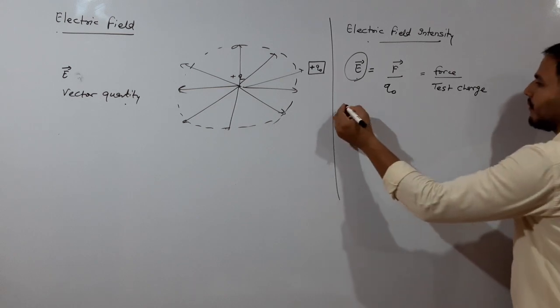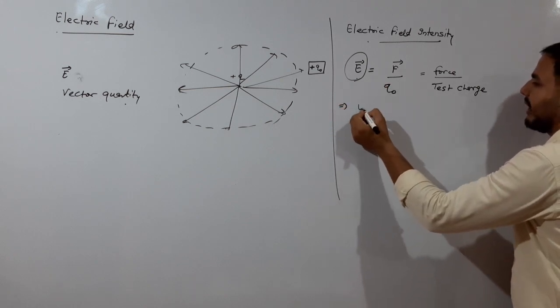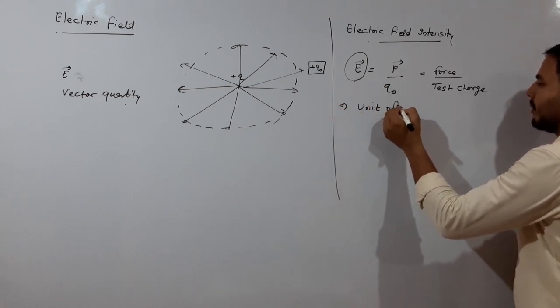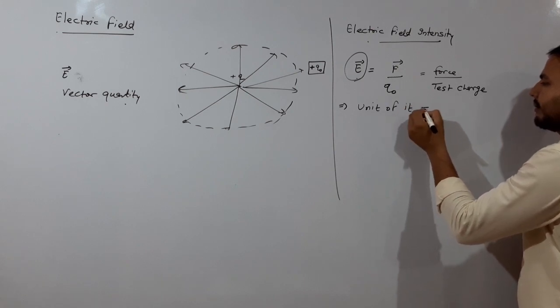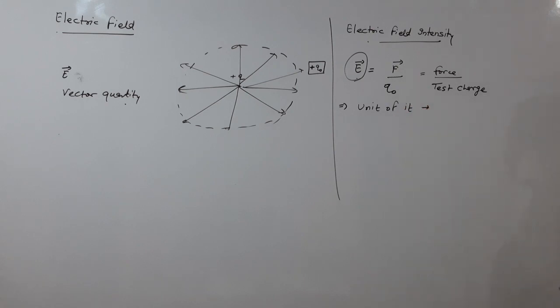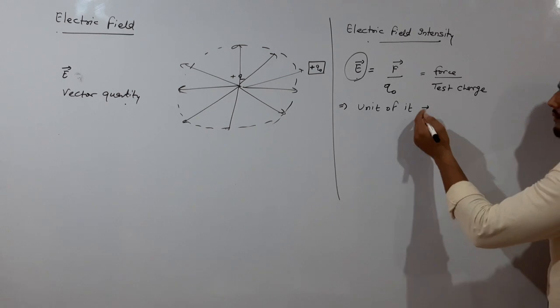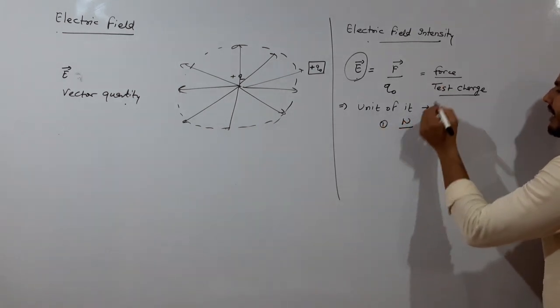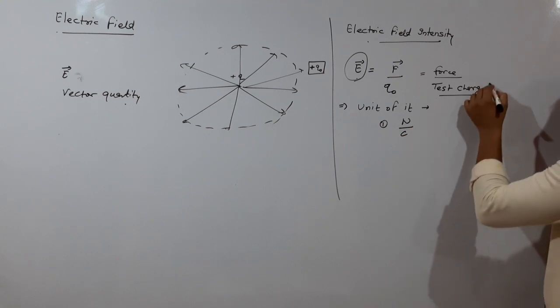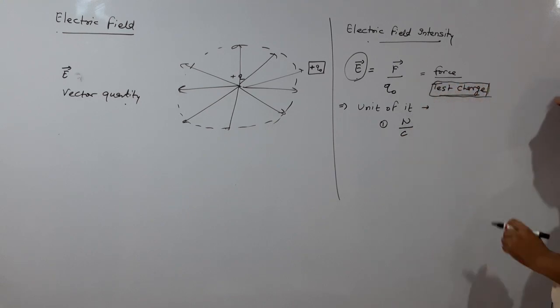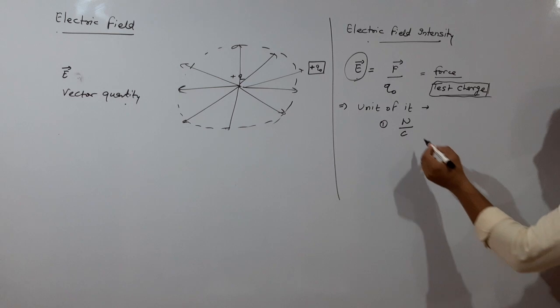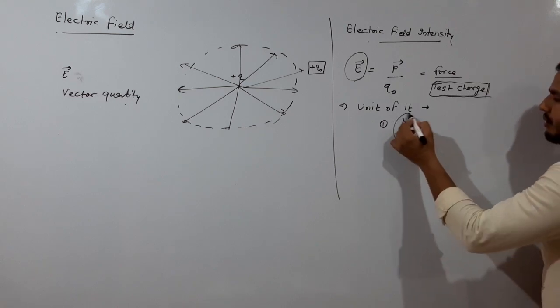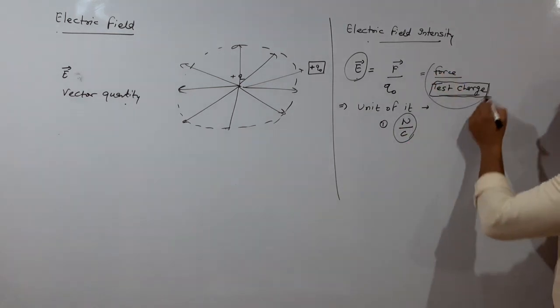Clear? Next, the unit of it. Here two units are present. First, force is in Newton and test charge is in Coulomb. What is the test charge? We will talk about it after some time. Now, the first unit is Newton per Coulomb, from this formula.